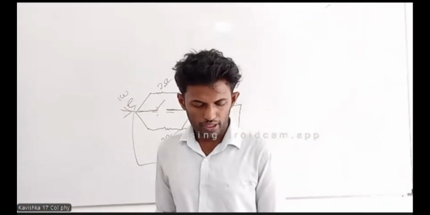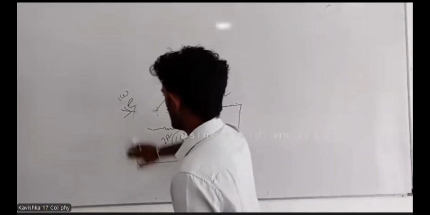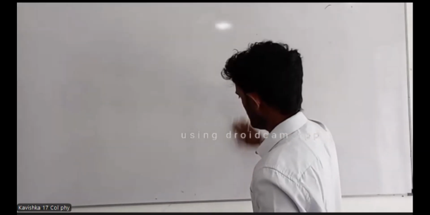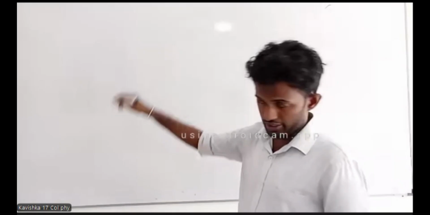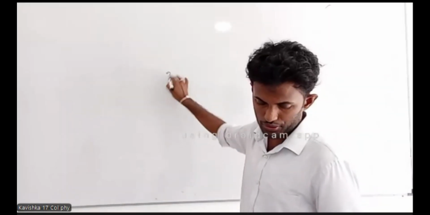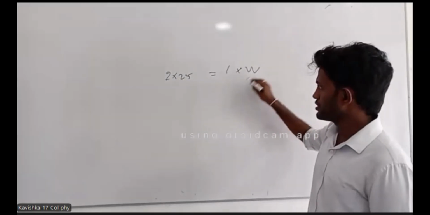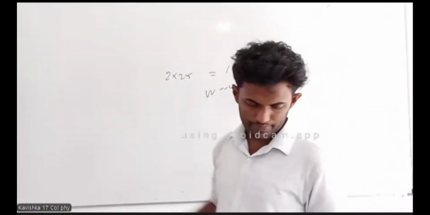26th one, point C in equilibrium. Here this moment in equilibrium. So what should happen is the clockwise moment should equal the anti-clockwise moment. So 2 into 25 equals 1 into W. So W becomes 50 newton, easy.